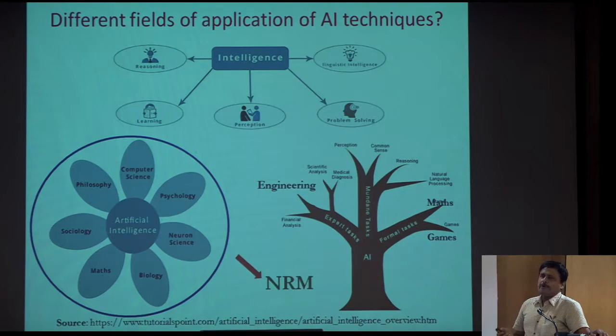And if you look into artificial intelligence, it's not a single branch. It is a combination of so many branches. And there are different types of problems: very easy to solve, very difficult to solve, and very, very difficult to solve. So if you look into the application of ANN and artificial intelligence, the difficult ones are in engineering, financial analysis, and medical and scientific analysis.